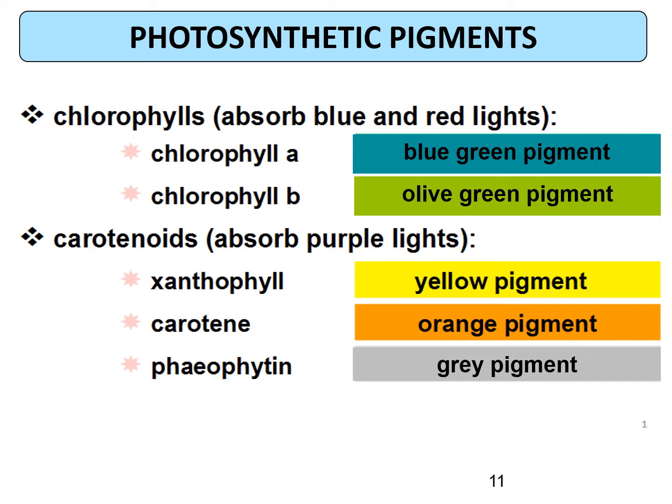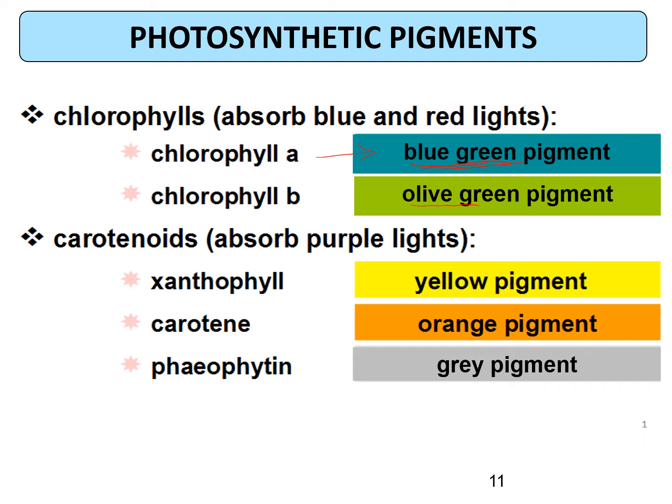The photosynthetic pigments are chlorophyll A, which has blue-green pigments. Students should memorize the color of each pigment. Chlorophyll A is associated with blue-green color, so it is called blue-green pigment.